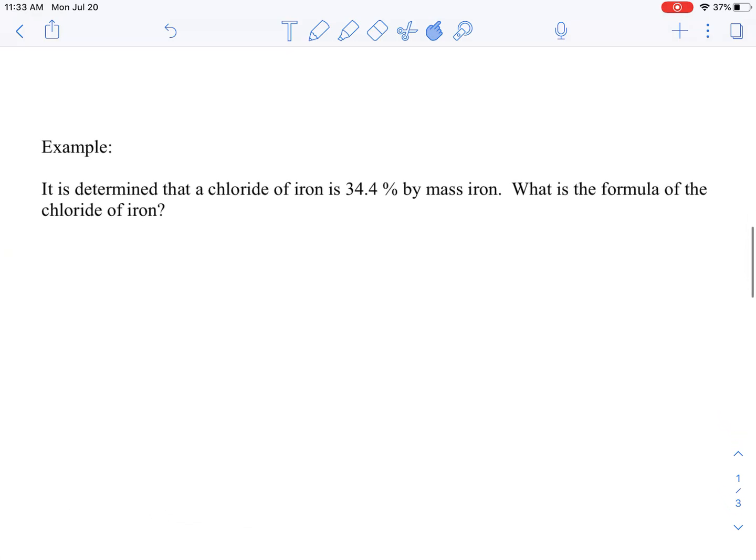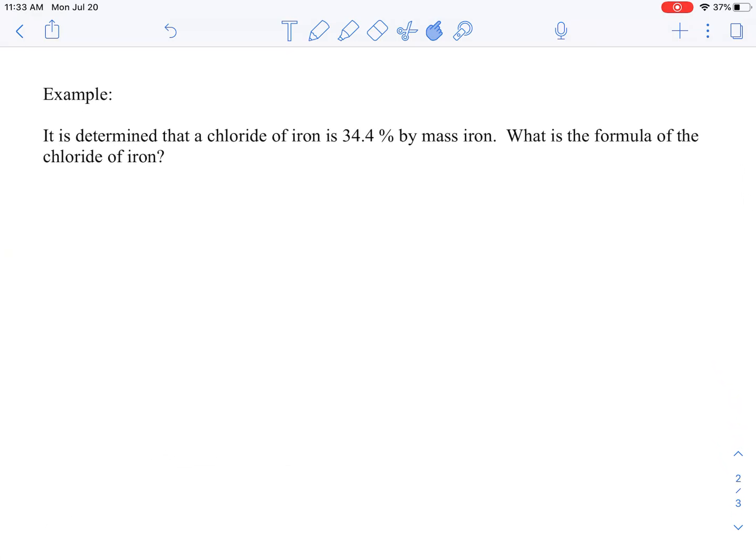So for example, in this one here, it says it is determined that a chloride of iron is 34.4% by mass iron. What is the formula of the chloride of iron? So what I am going to do in this particular problem is assume that I have 100 grams of the substance. Why 100 grams? Because it makes the math easy. I mean, you can pick 84.2 grams if you want, but you have to get a calculator and do some math on that. So pick 100, because if you're dealing with percentages, then it makes the math easy.